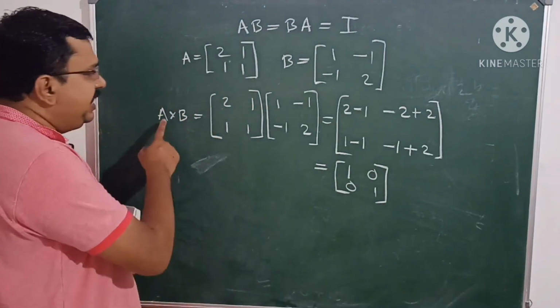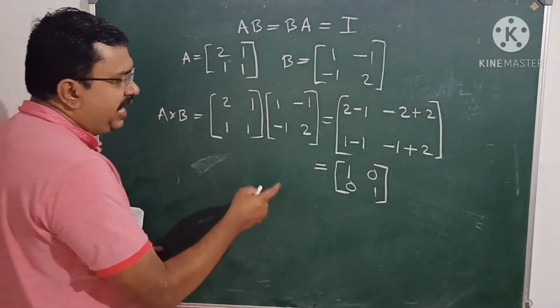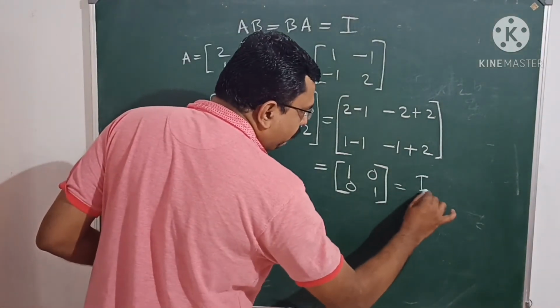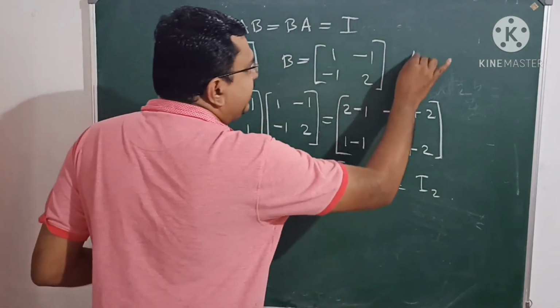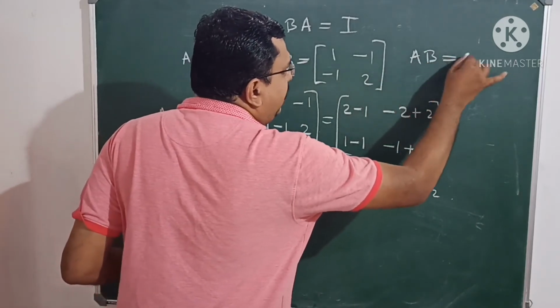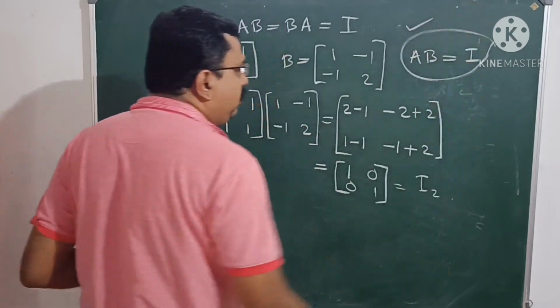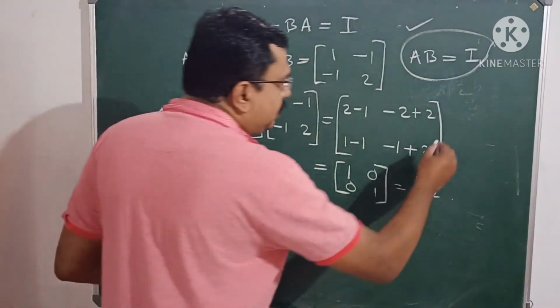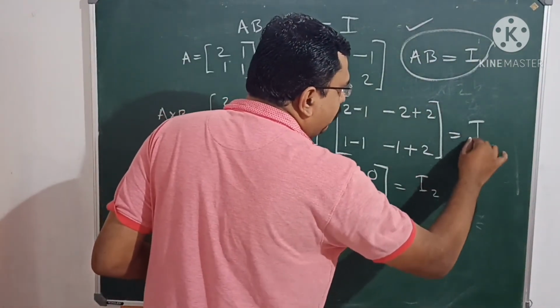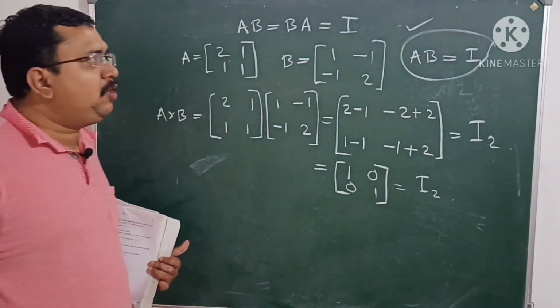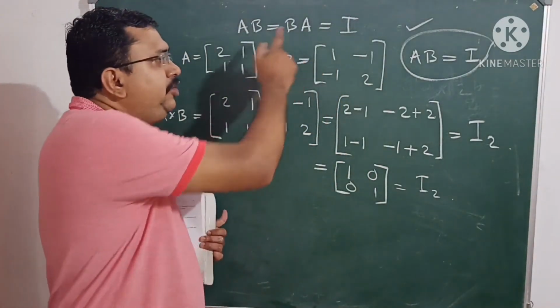Therefore, we get A into B equal to the identity matrix I2. Therefore, we can say that A into B equal to I, that is equal to I2. Okay. Now, I am going to find B into A.